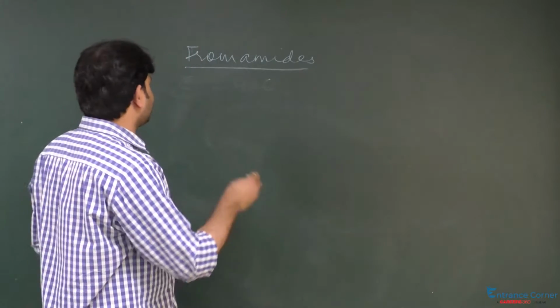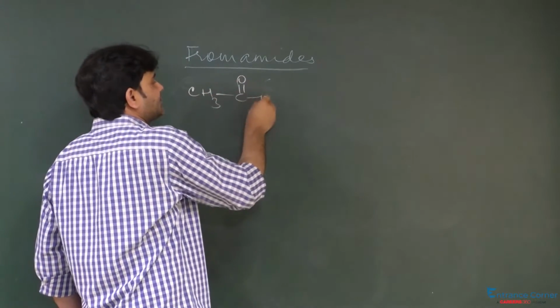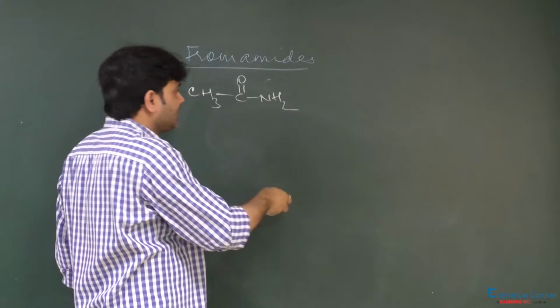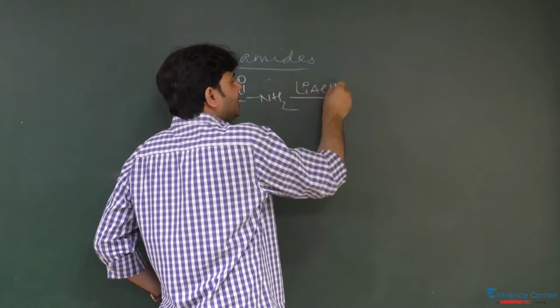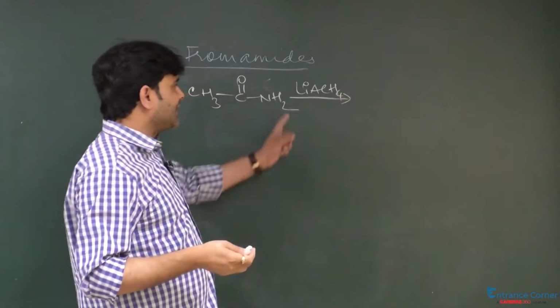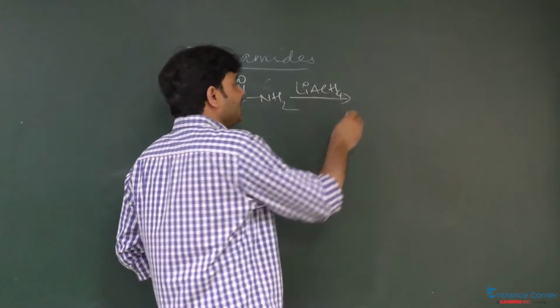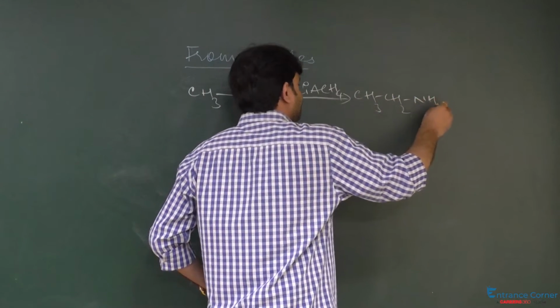So let us consider we have taken amide, that is CH3CONH2. This is ethanamide, right? Now this will be reduced by using a reducing agent like lithium aluminum hydride, or we can carry out catalytic hydrogenation also, right? So this will result into the formation of this compound, right?